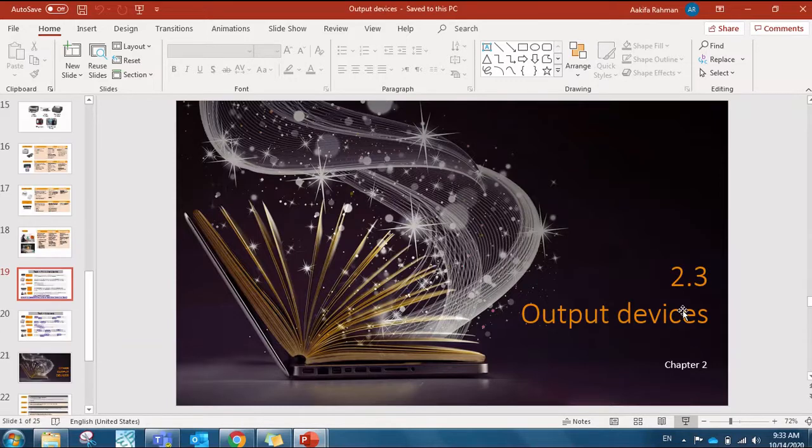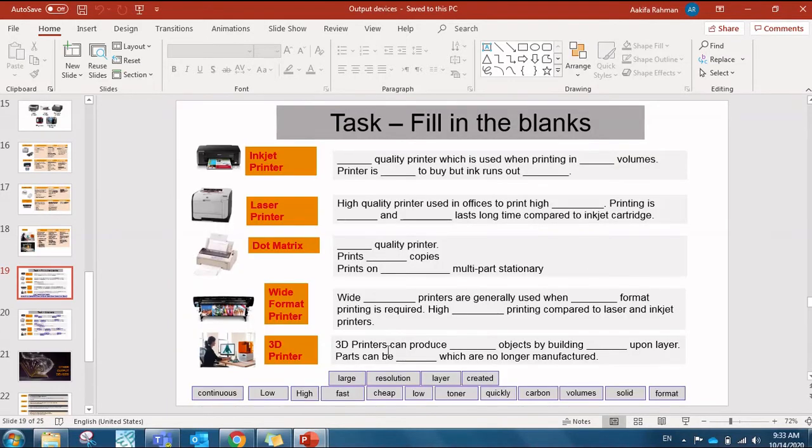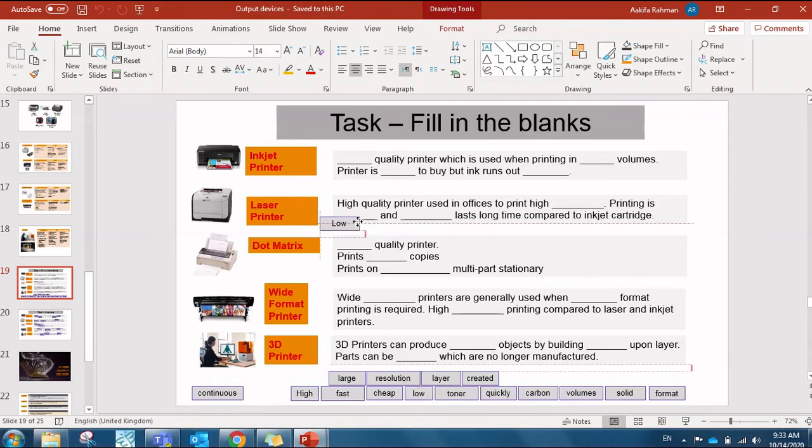Now, as a task, let's try to fill in these blanks. We have inkjet printer, laser printer, dot matrix, wide format and 3D printer, all the 5 kinds of printers, and we want to be able to fill in these blanks with the words below. So, let's first look at inkjet printer. What did we say was the quality of an inkjet printer?